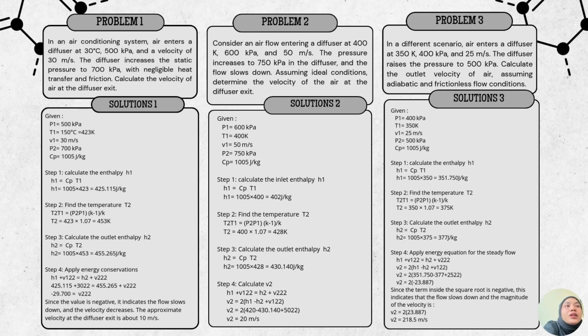So the 3 different problems can be solved with the same solution. For example, we can see all the given values are stated in the question. According to step 1, we need to calculate the enthalpy based on the given values. Step 2, find the temperature at the outlet using the isentropic relation for an ideal gas. According to step 3, we need to calculate the enthalpy. And in the final step, we can see the exit velocity and how the variables shift across the 3 problems.